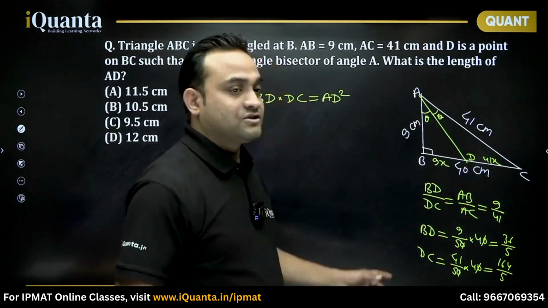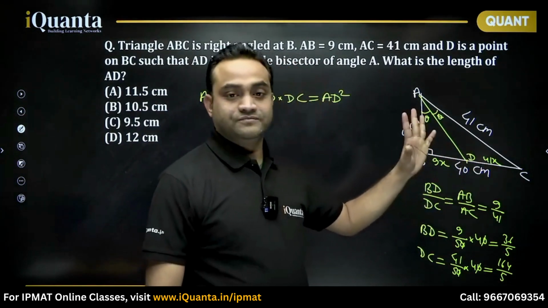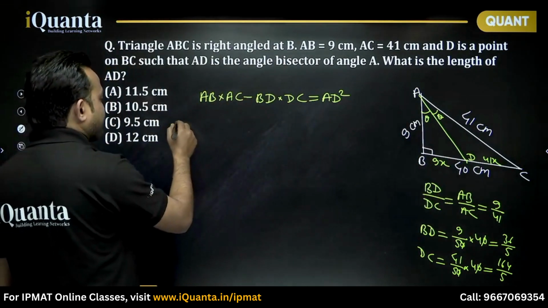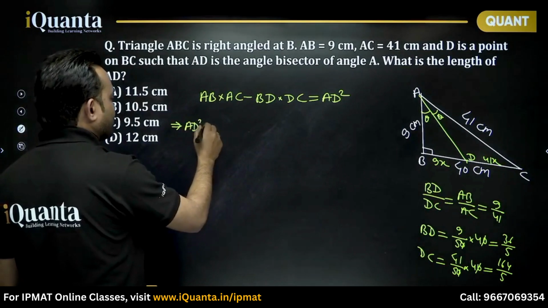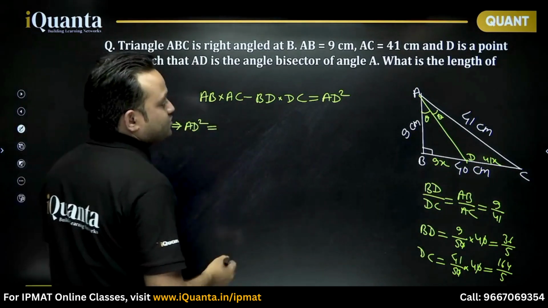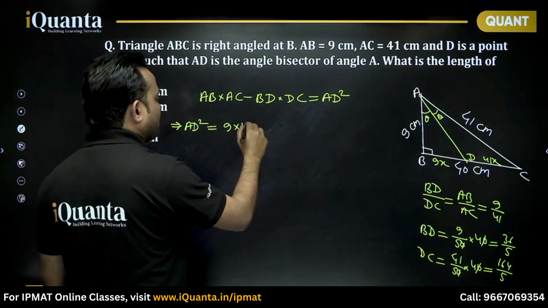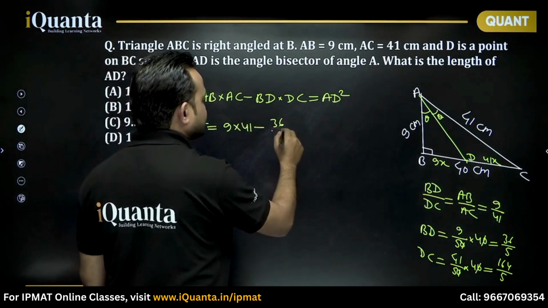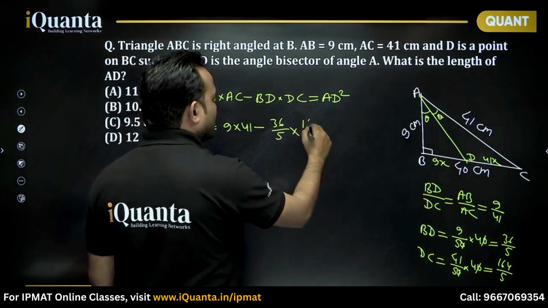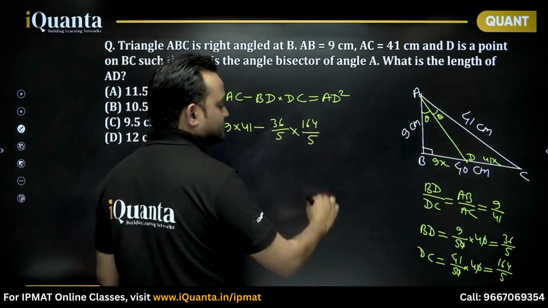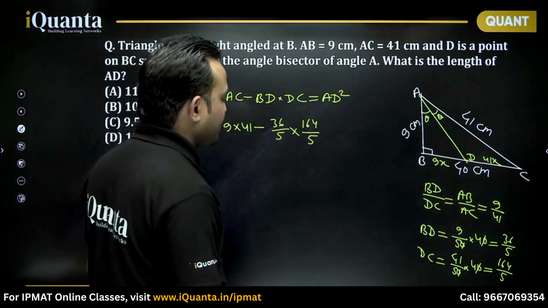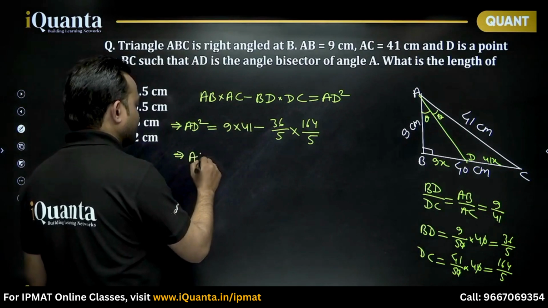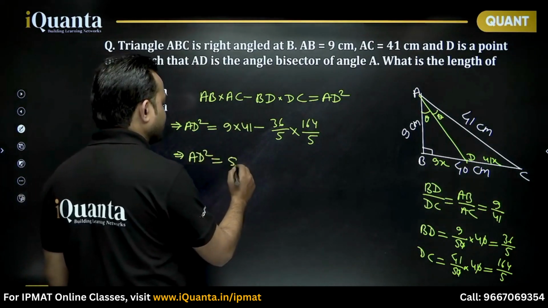So these are the lengths of BD and DC. Now we can use this here. Let's use it. Can we say that AD square will be equal to AB into AC, which is 9 into 41, minus BD into DC, which is 36 upon 5 into 164 upon 5? Right? So from there, we can say AD square will be equal to 50.